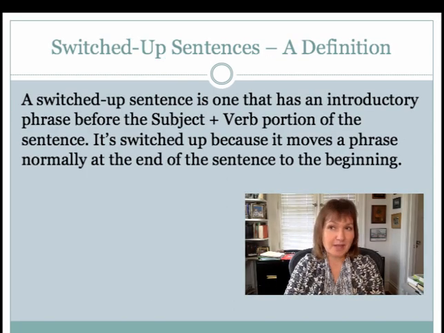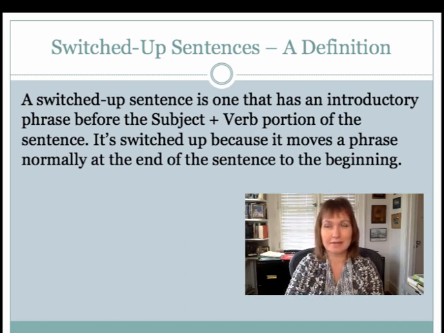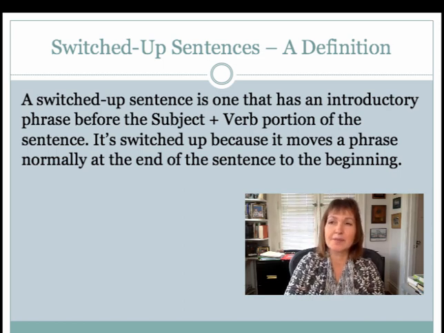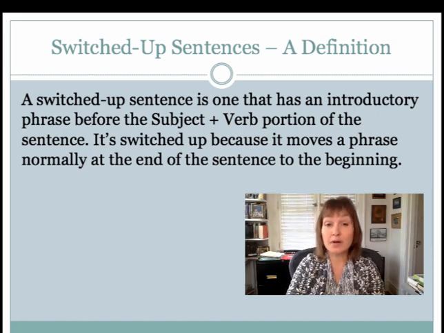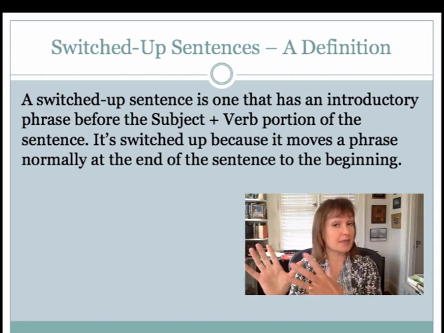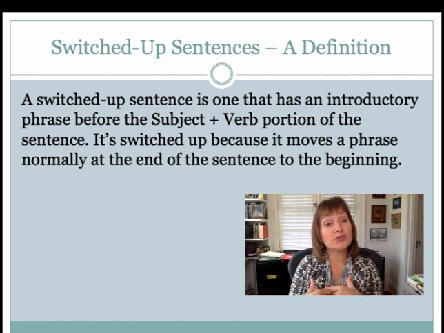Our new material for today has to do with switched up sentences. But what do I mean when I use this term? Basically, a switched up sentence is one that has an introductory phrase before the subject and verb portion of the sentence. It's switched up because it moves a phrase normally at the end of the sentence to the beginning.